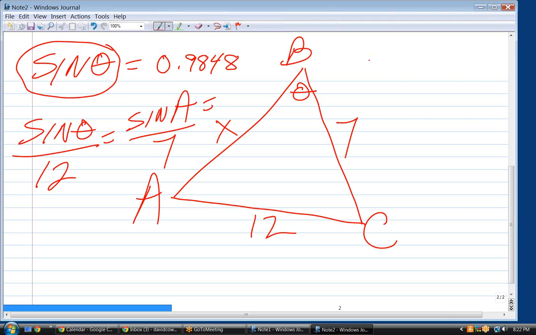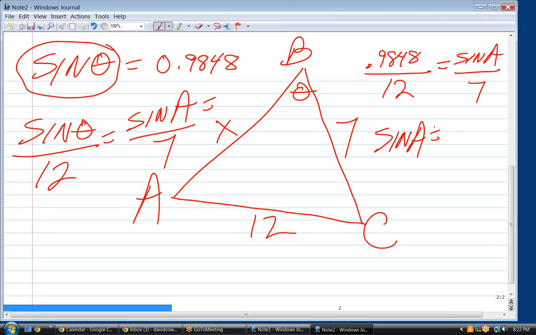Okay? So, here's what I'm going to write. 0.9848, that's the sine of theta, divided by 12, equals the sine of A divided by 7. Now let's figure out what A has to be. Do you have a calculator in front of you? Yeah. Tell me what sine of A equals. Sine of A equals 0.5745. That's enough.